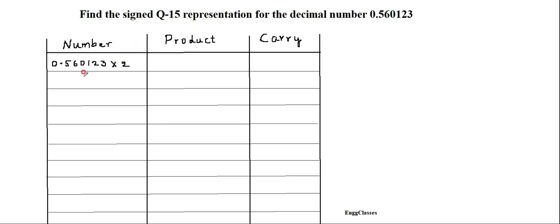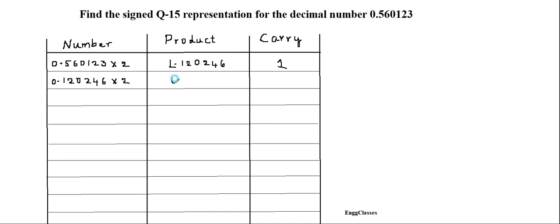So I have to multiply the number successively 15 times, and every time I'll get the product and the carry. If I multiply 0.560123 by 2, I'm going to get 1.120246 as the answer. And what is the carry? This is going to be the carry bit, so I'm going to write this as the carry bit. Leaving the carry bit, the number is 0.120246.